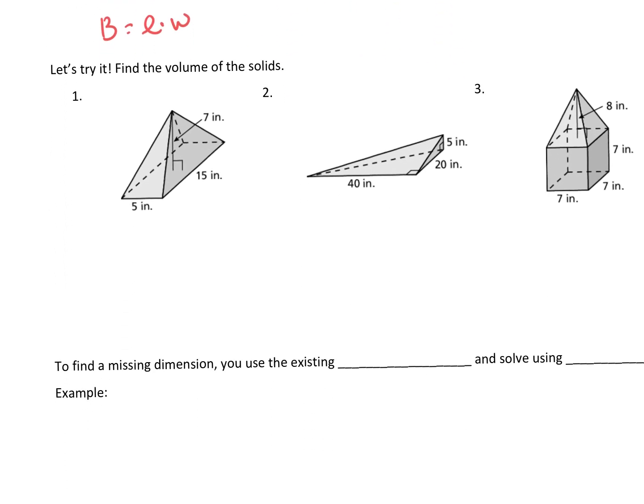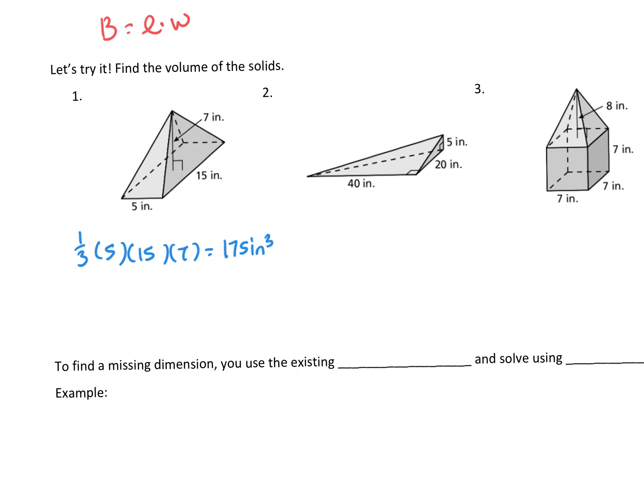So let's try this out. Let's look at number one. Number one here, this is a pyramid and it's standing on its base. So this would be 1/3 times 5 times 15 times 7, the 7 is height. Multiply all that together, we get 175 inches cubed.